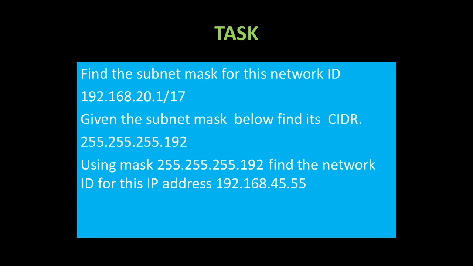And then finally, using the mask 255.255.255.192, find the network ID for this IP address 192.168.45.55. If you will be able to get these questions right, then it means you have done the right thing, and it shows that you have fully understood this particular topic. So for me to know that you've worked on this, please inbox me the answers to these 3 questions. I look forward to your answers.